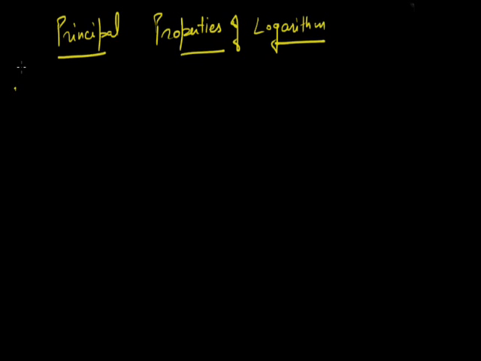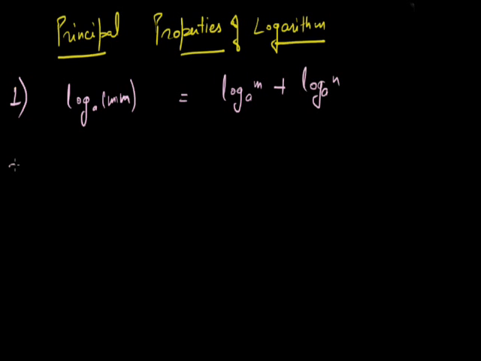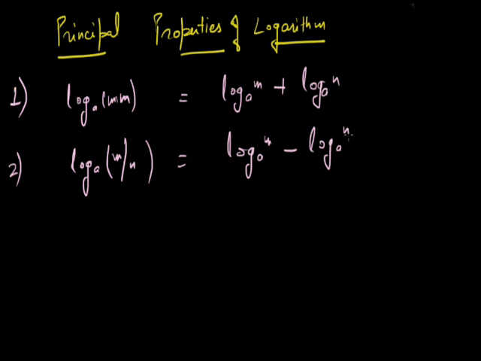Principal properties of the logarithm. Let's study the first property, log_a(m·n). Log_a(m·n) is equal to log_a m plus log_a n. Log_a(m/n) is equal to log_a m minus log_a n.